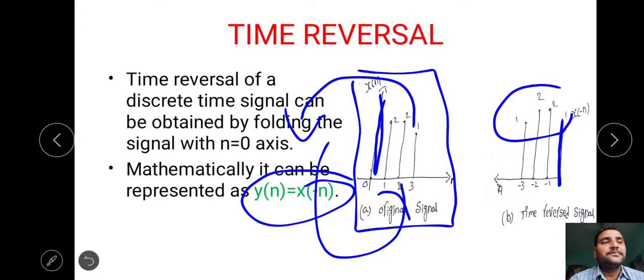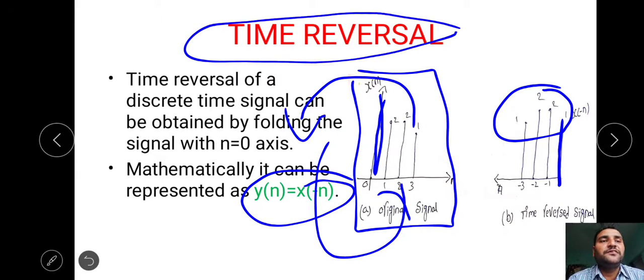Amplitudes don't change. Why? Because it's a time reversal operation. We reverse time, not amplitude. The only change is that 1, 2, 3 becomes minus 1, minus 2, minus 3. Mathematically it is represented as y of n is equal to x of minus n. That is called the time reversal operation.